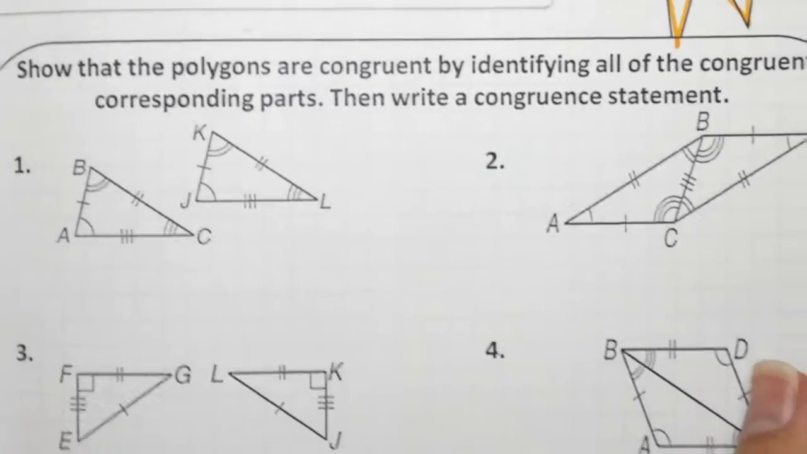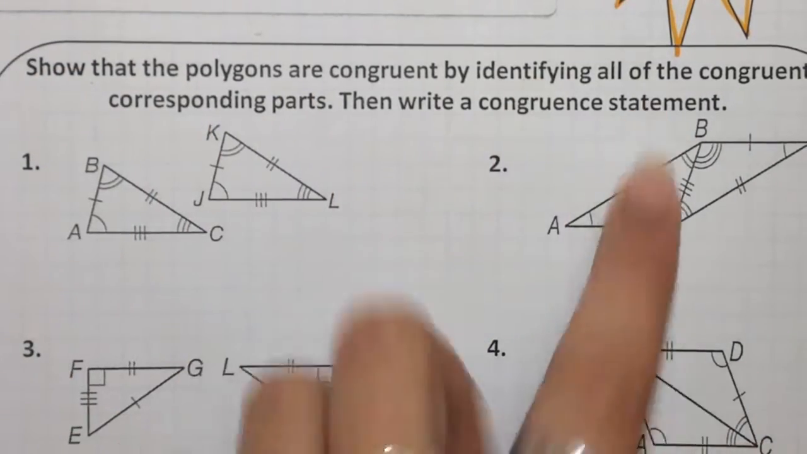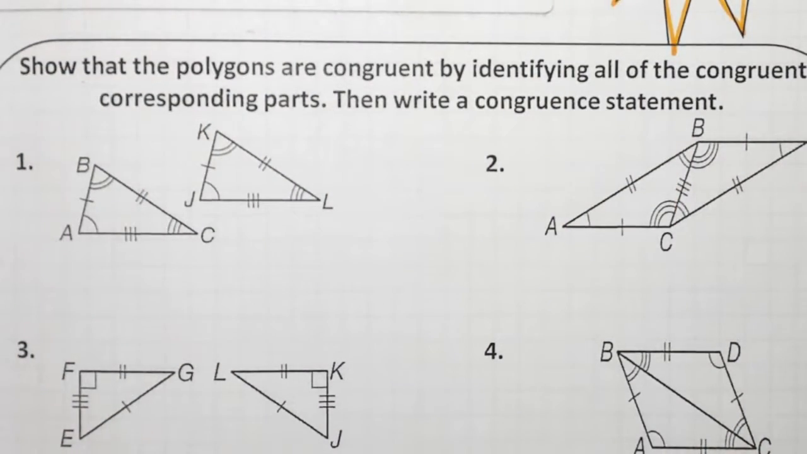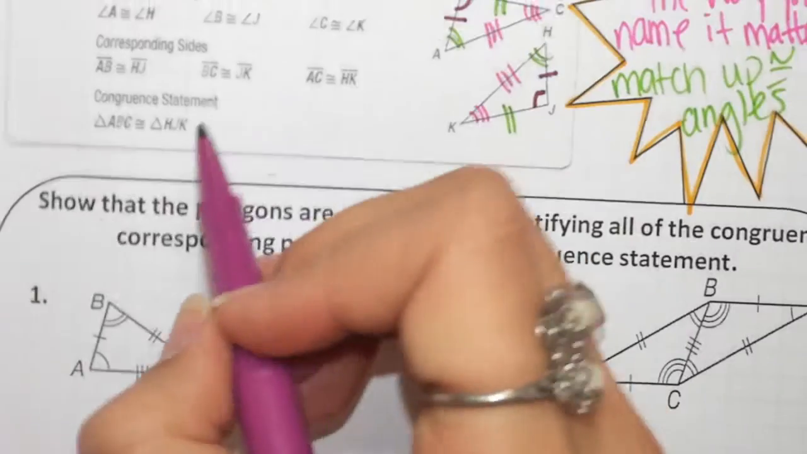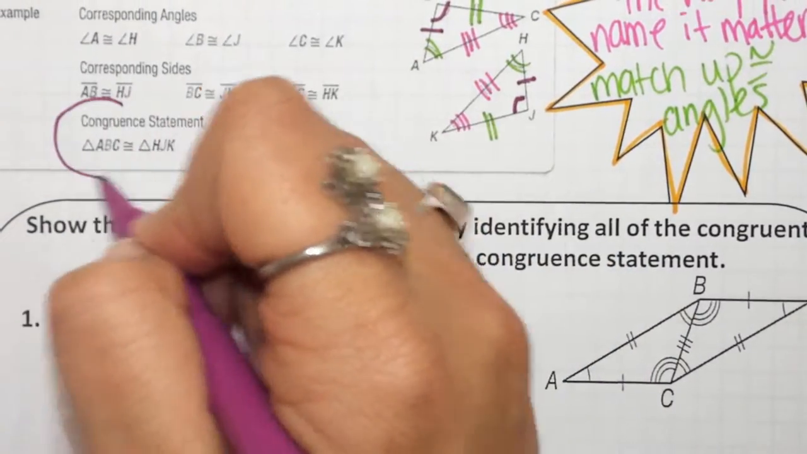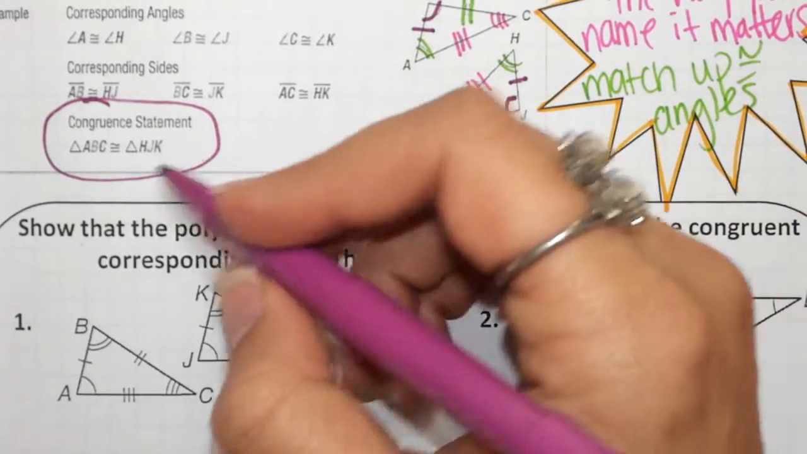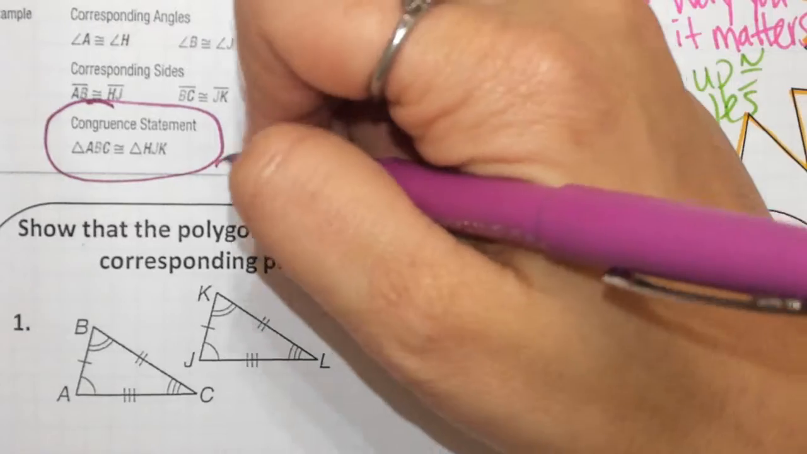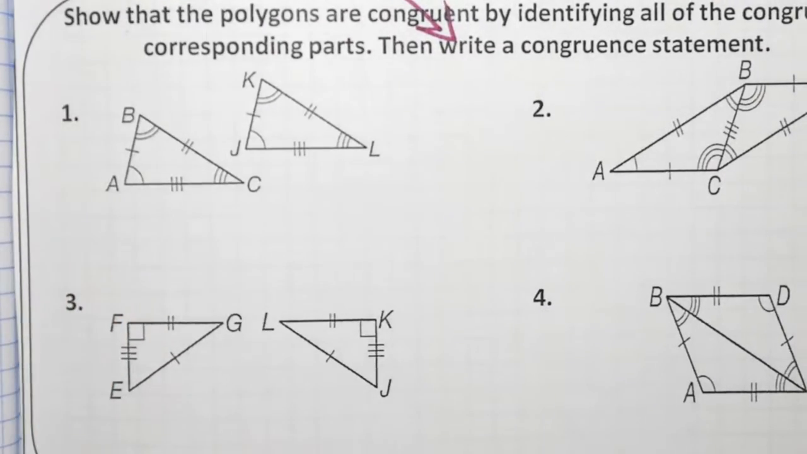Alright, so now let's apply what we just talked about to these. This says, show that the polygons are congruent by identifying all of the congruent corresponding parts, and then we're going to write our congruent statement. This is what it's asking us to write at the end. It's asking us to make sure that we can put the triangle in order because the order matters. Is everybody ready? So it's like more proofs. Kind of, we're getting there. But we're not actually making a column proof. We're just stating that they're congruent.